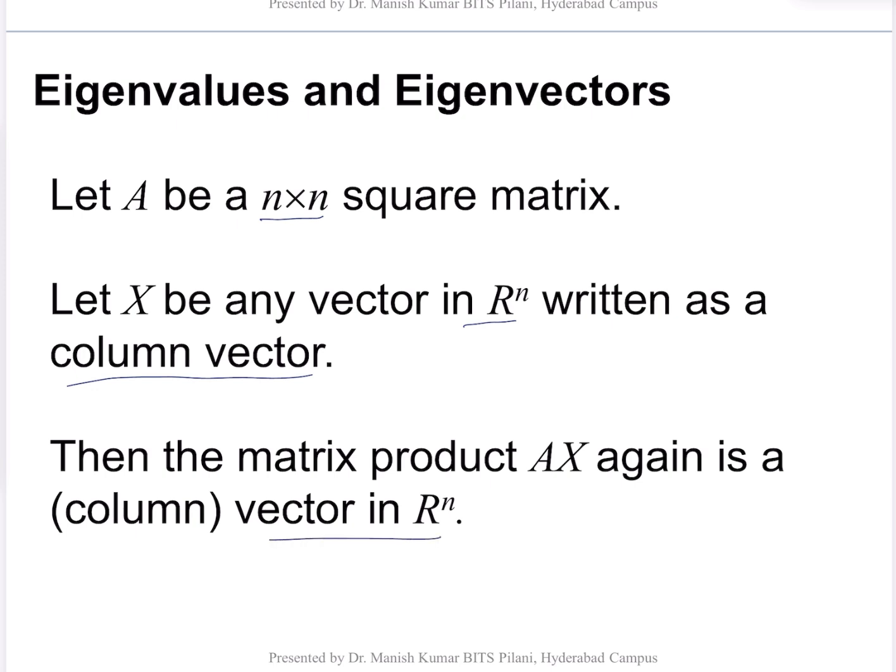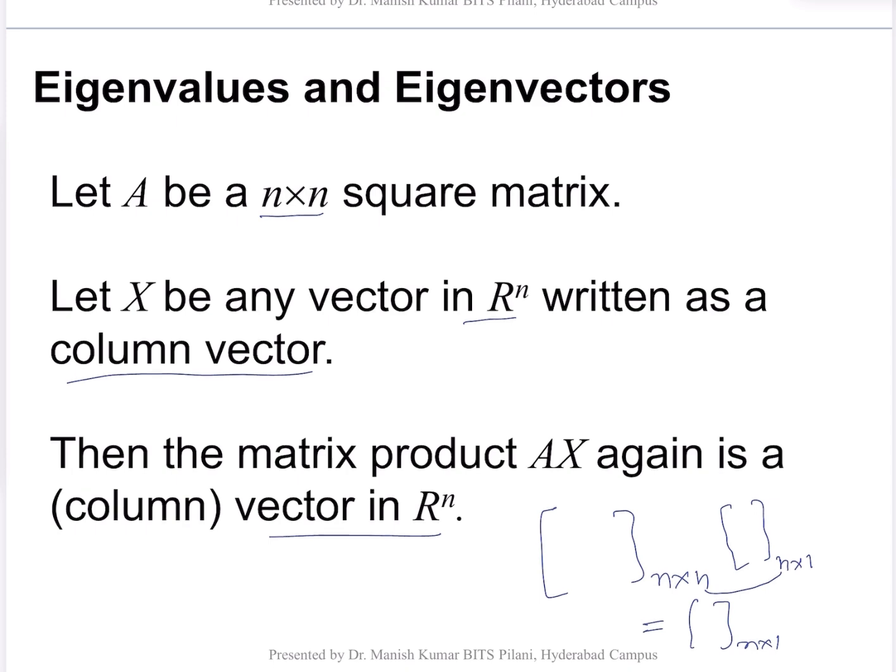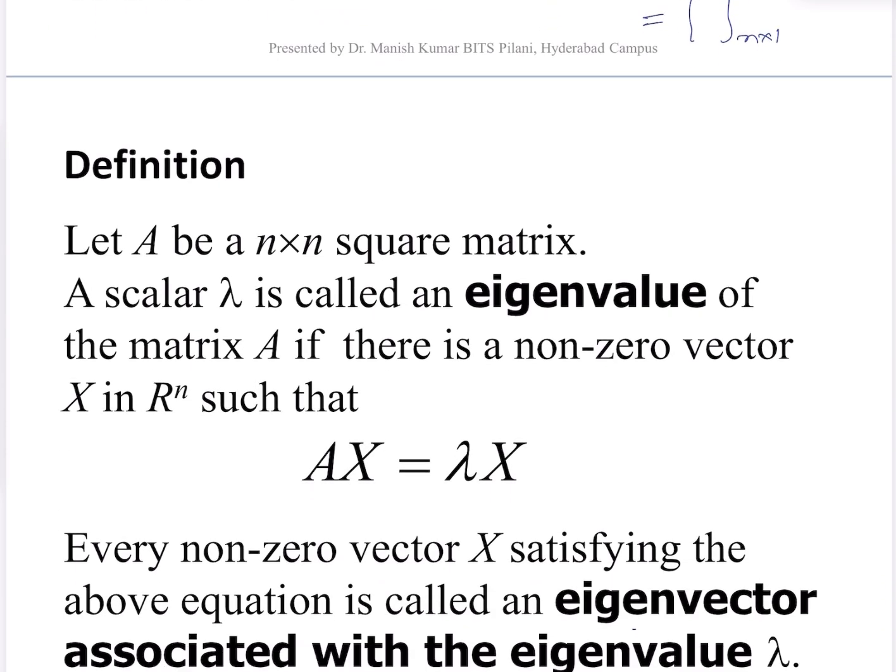This is very simple. If you have an n cross n matrix, and a vector of n cross 1, then what is the product? The product will be n cross 1, because the column and row will get cancelled. So this is n cross 1, right? Due to the property of the product.